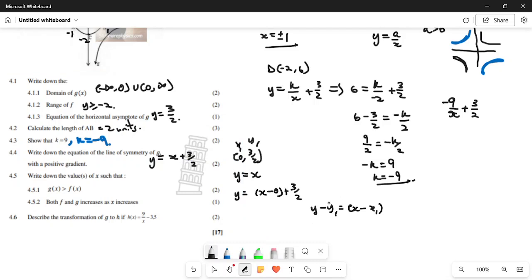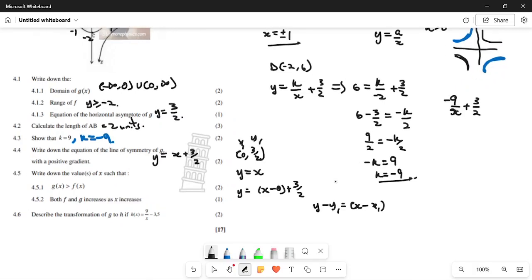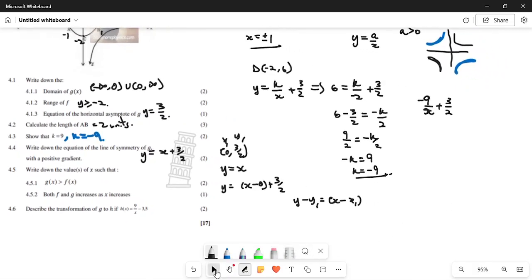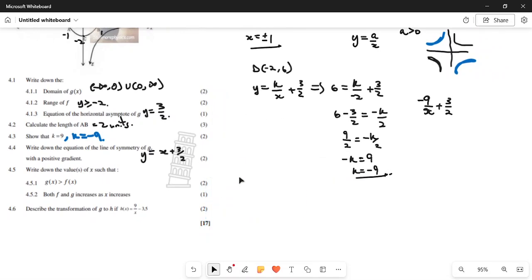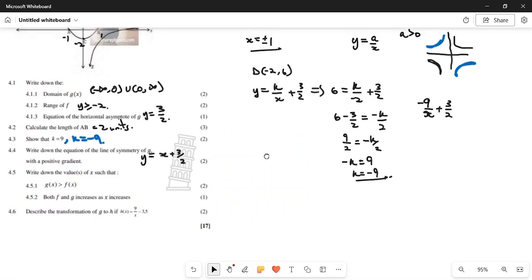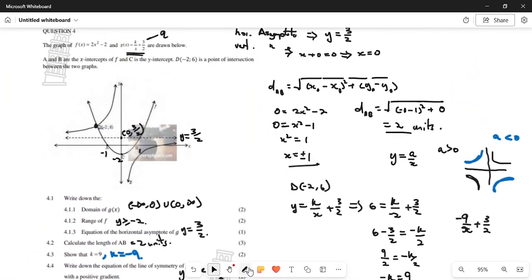And then for the fifth question, write down the values of x such that the function g of x is greater than the function f of x. Okay, let me create some room here. Let me remove this, this is not needed. So where do we have our function g greater than the function f?